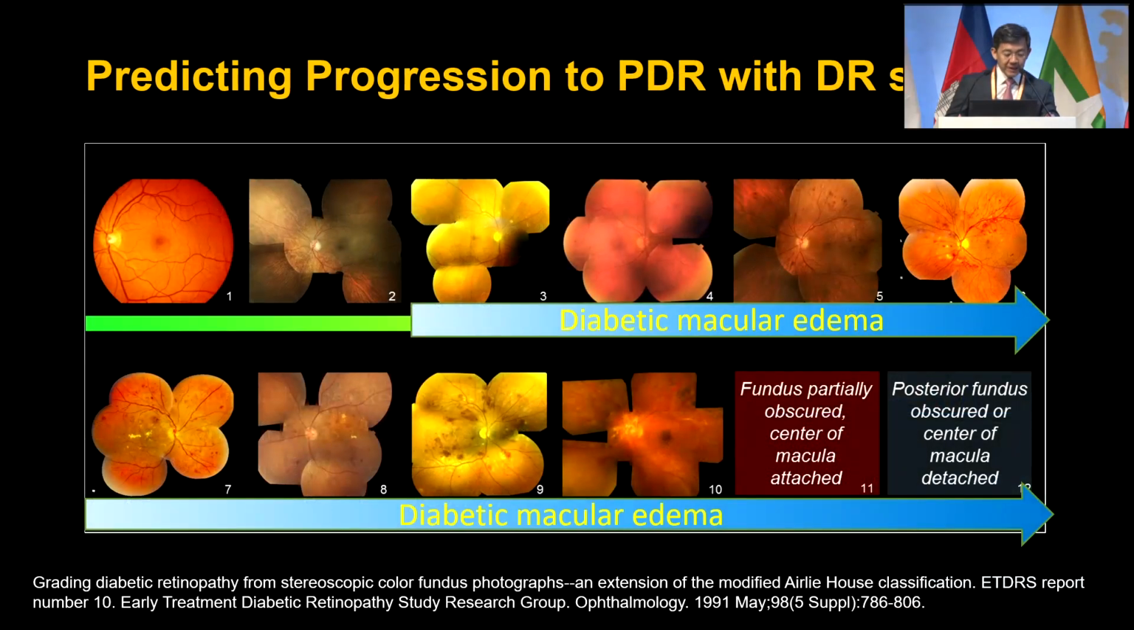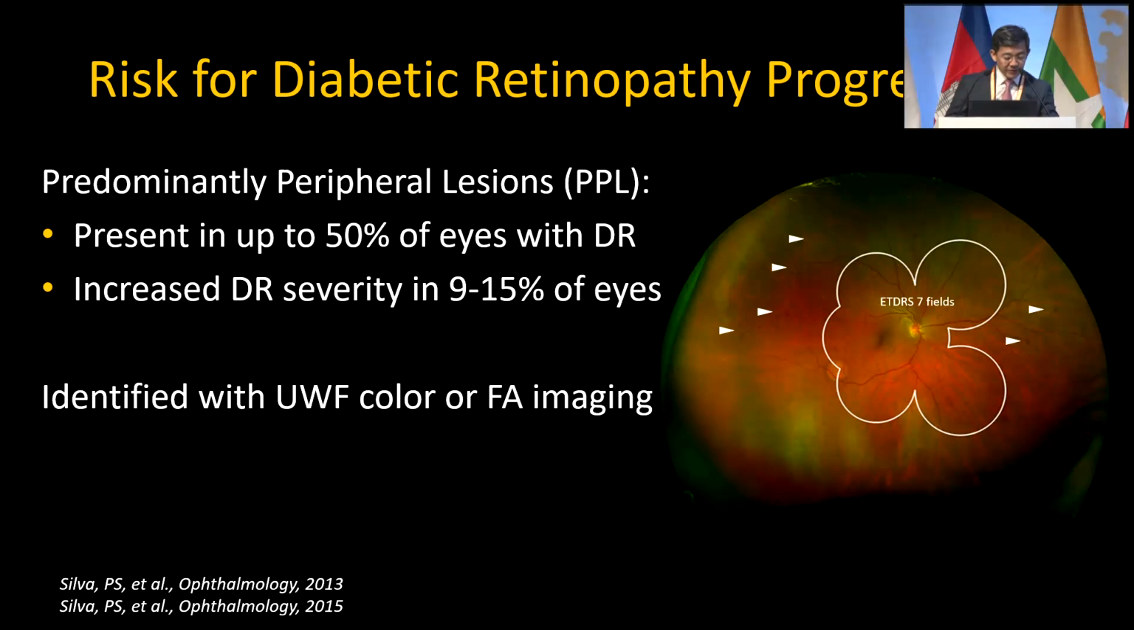So the current diabetic retinopathy severity scales are designed to predict progression to PDR. However, estimates are broad and each severity level may not represent a group with similar long-term risk. So we have described what's termed predominantly peripheral lesions that may be present in up to 50% of eyes. This increases DR severity in about 9 to 15% of eyes and can be identified with ultra-wide field color or FA imaging. This data, along with data of others, has supported the development and performance of Protocol AA.